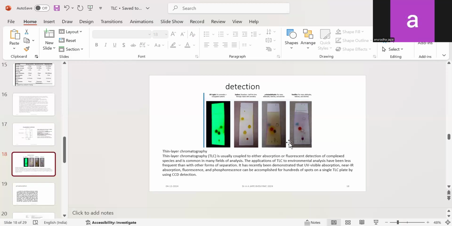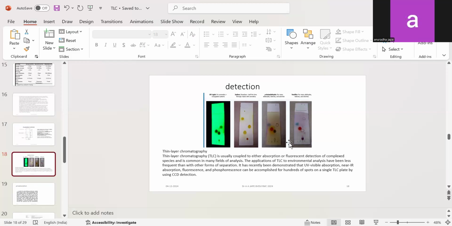So development of a visible spot is very important, and that is referred to as analyte detection. So several detection methods are available. Examination of the plate under UV light will show the position of the ultraviolet absorbing or fluorescent compound present in it.